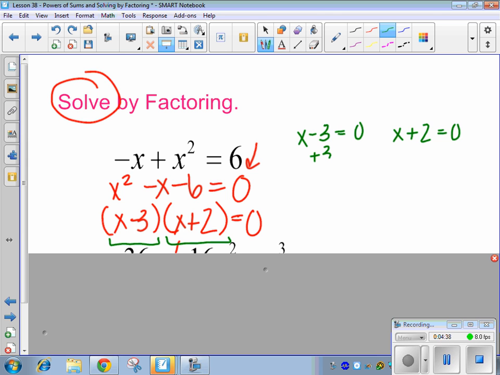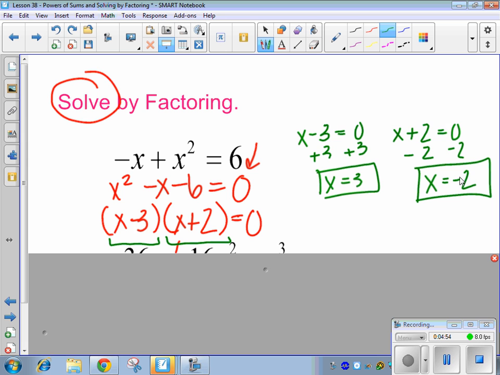I'm going to add 3 to both sides for this one. X equals 3. And I'm going to subtract 2 from both sides, and this one is x equals negative 2. For these ones, you can probably just do the opposite. If it's a little trickier, you might want to write it out.